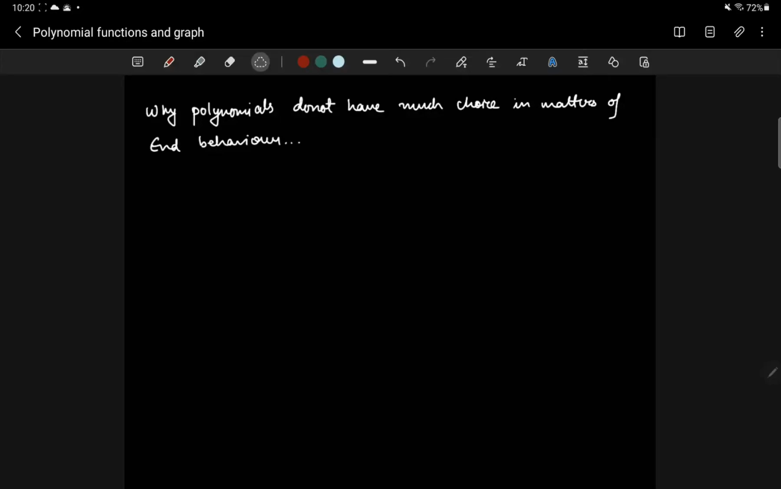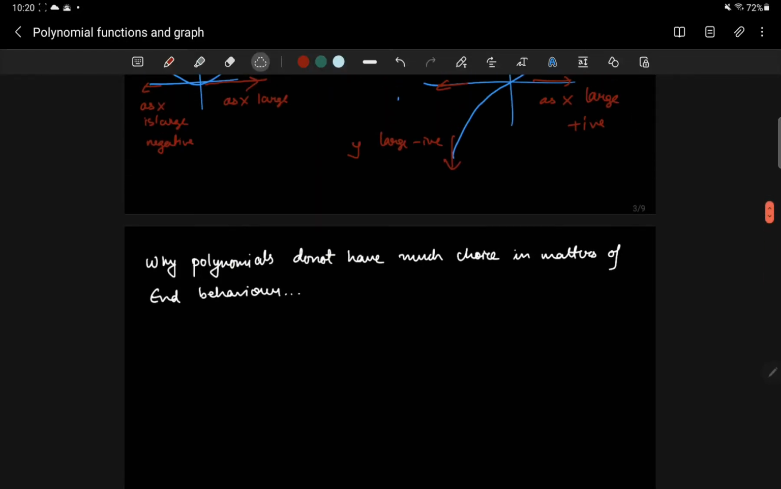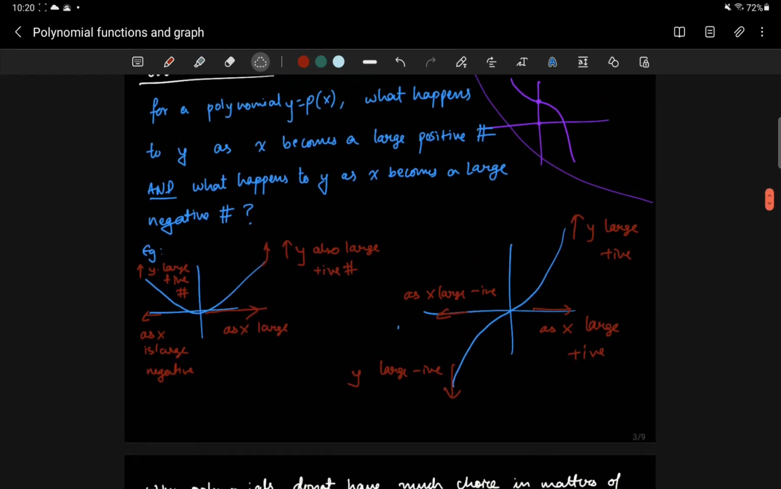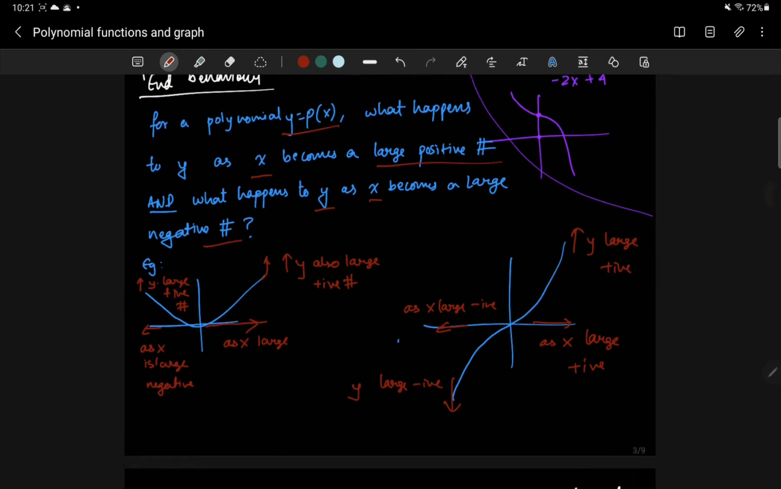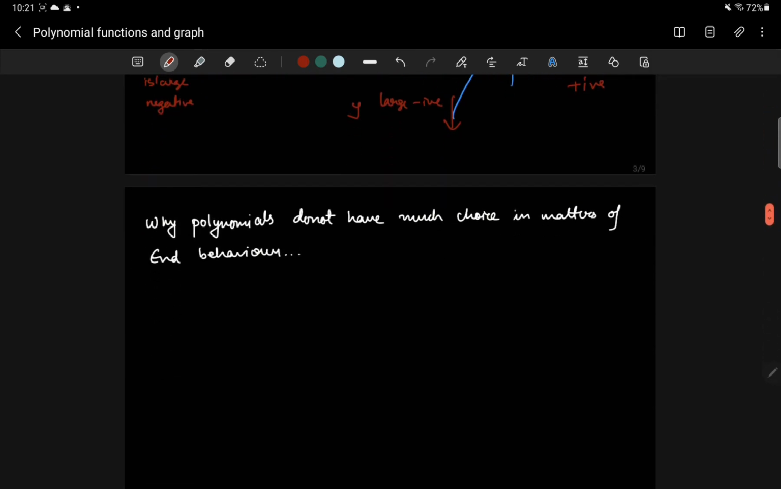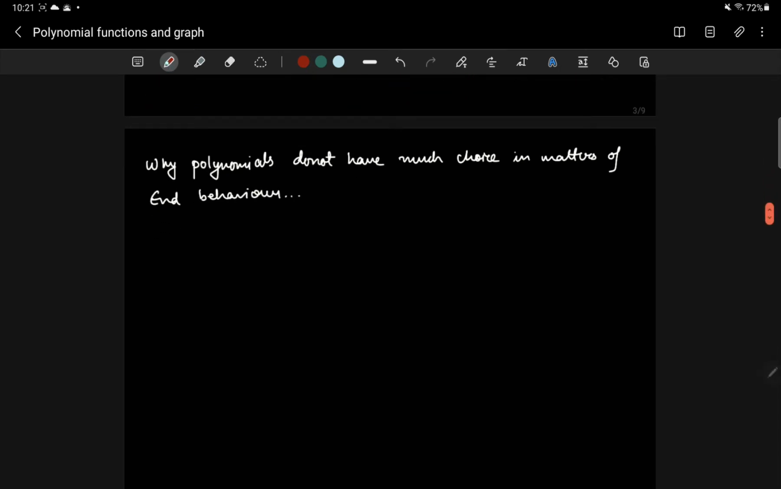Hi everyone, in this video we will continue talking about graphs of polynomials as well as the end behavior. Basically, the end behavior is what happens to the output, or what happens to y, as x becomes a large positive number and what happens to y as x becomes a large negative number. Now it so happens that when it comes to polynomials there is not much choice in matters of end behavior. And here's why.